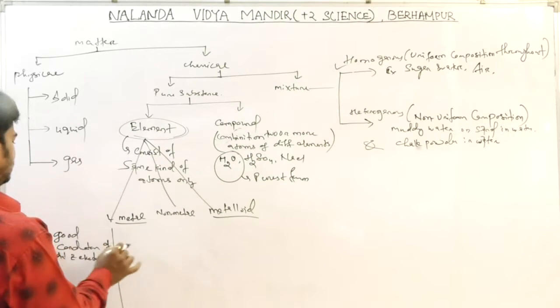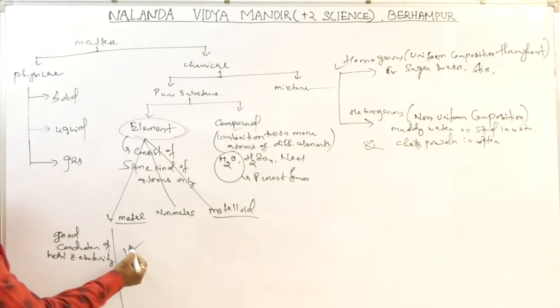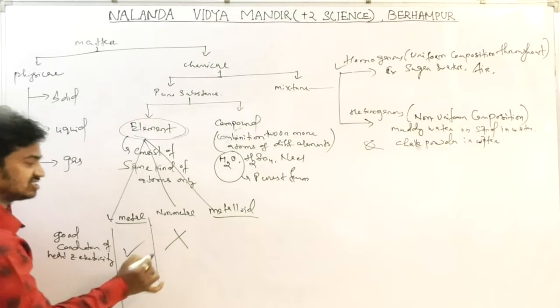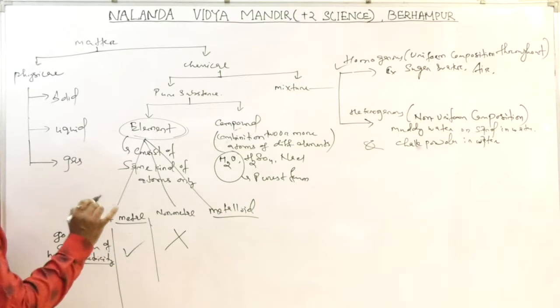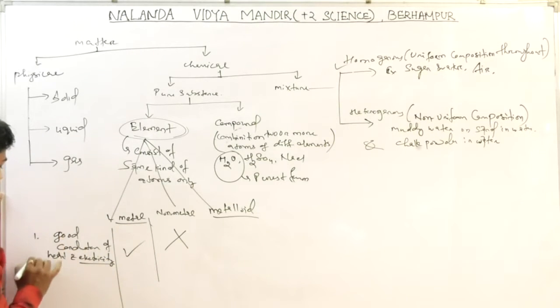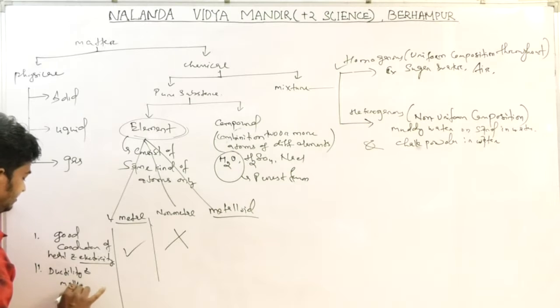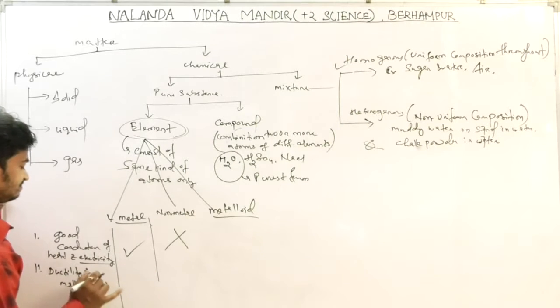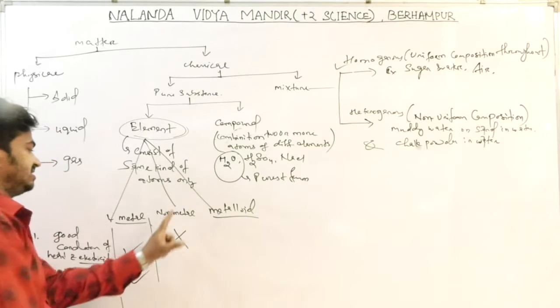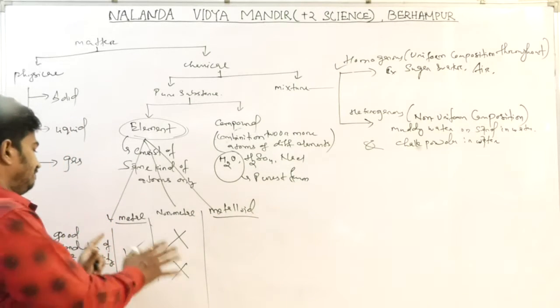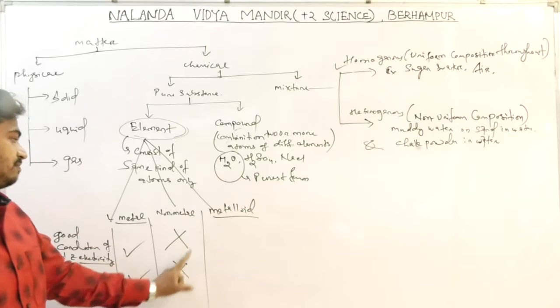Here in the case of metal it is present, so I have put the tick mark upon good conductor of heat and electricity. But in the case of non-metal it is absent. Likewise, ductility and malleability are present in metal but absent in non-metal. And metalloid possesses about 50% properties of metal and 50% properties of non-metals.